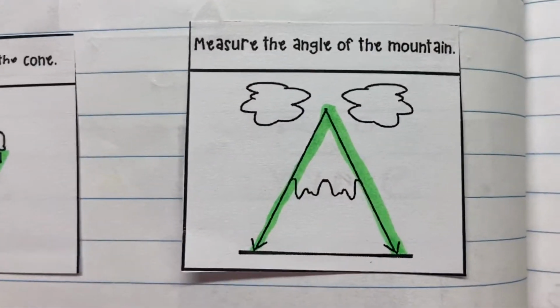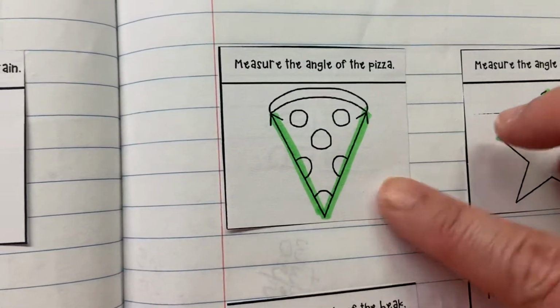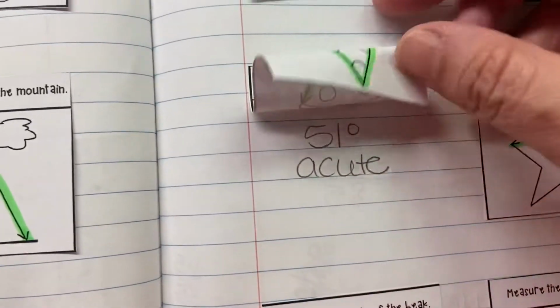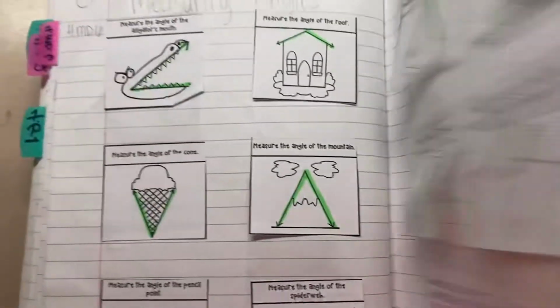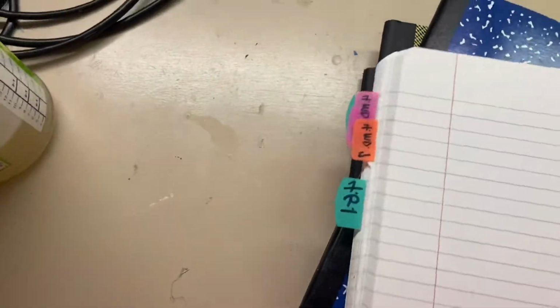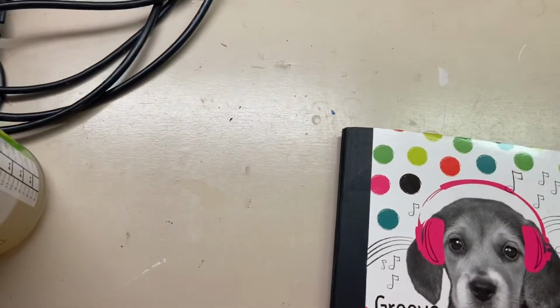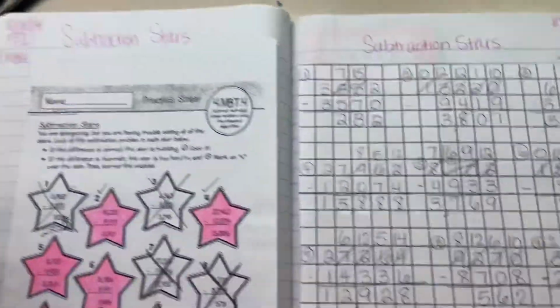These are just little flaps. So like measure the angle of the mountain. They had to measure using their protractor and put the measurement underneath, and then what type it was. So that was that one. I think this one was one from the first semester.